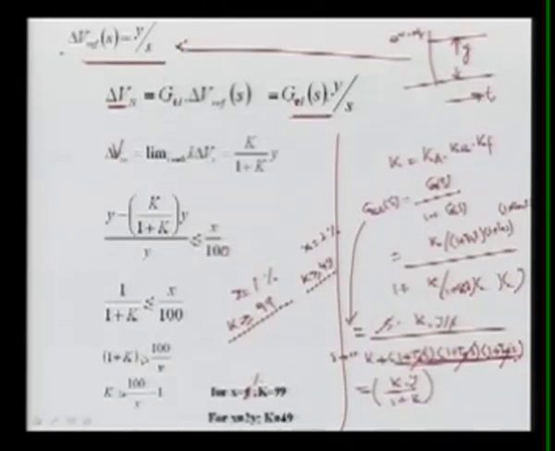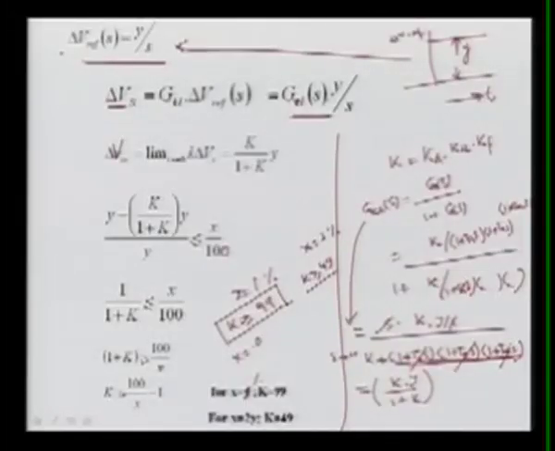This shows that if you want more accuracy, your gain must be larger. You have to go for the larger gain. For example, if you are using x is equal to 0.1%, what will this value be? Putting 0.1 here, 1000 minus 1, so k must be greater than 999. So for more accuracy, gain must be larger. Gain here means the gain of the multiplication of all these three components, Ka, Ke and Kf.